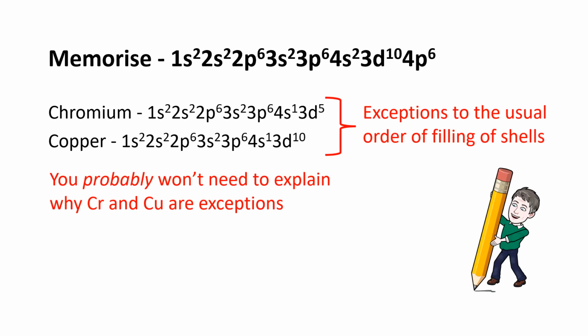There are 2 atoms that don't follow this order, chromium and copper. You should remember that their electron configuration ends 4s1 3d5 and 4s1 3d10 respectively. I have never seen an A-level chemistry exam question that requires students to explain why chromium and copper don't follow the normal order of filling of shells, so I will not explain why these exceptions occur in this video.